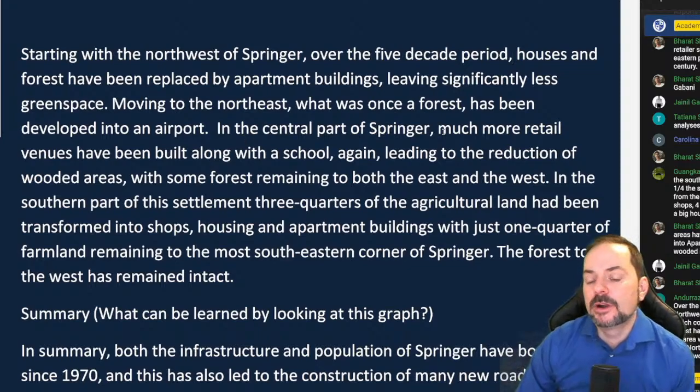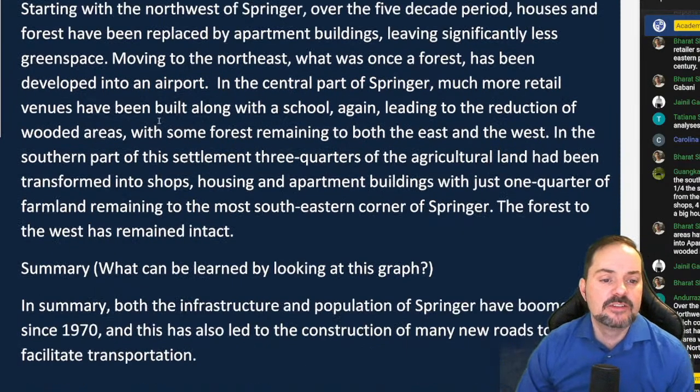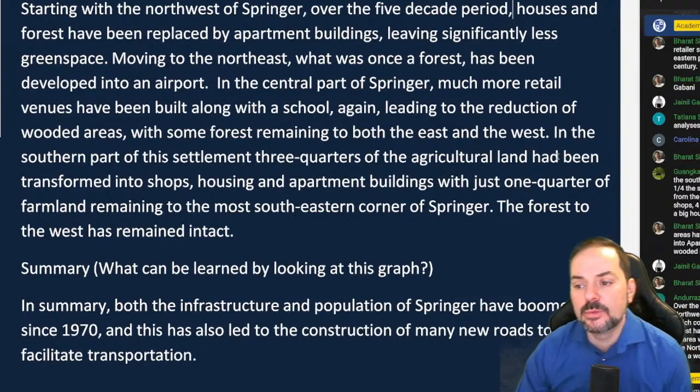In the central part of Springer, many more retail venues have been built along with a school, again leading to the reduction of wooded areas, with some forest remaining to both the east and the west.